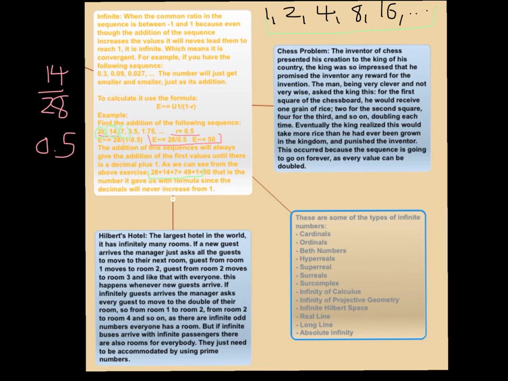And down over here, we just have all types of infinite numbers, which are cardinals, ordinals, bad numbers, surreal, surcomplex, real line, long line, and absolute infinity, just to talk about some infinites.